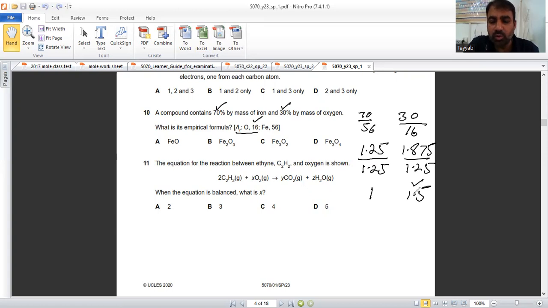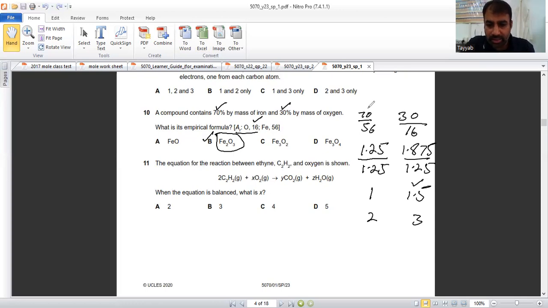To convert it into a whole number, we have to multiply it with a suitable integer. We have to start with a smaller integer first. So the smallest integer with which we can multiply is 2. So iron becomes 2, oxygen becomes 3. The answer is Fe2O3. So this is the right answer. Hope you understand how to calculate empirical formula.